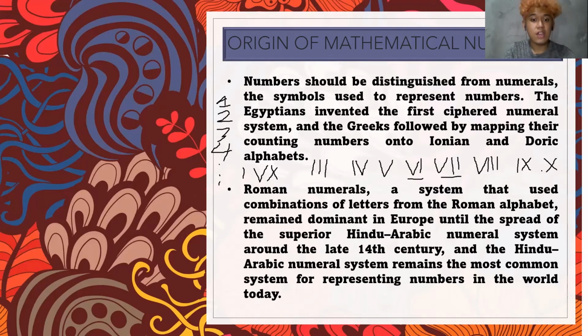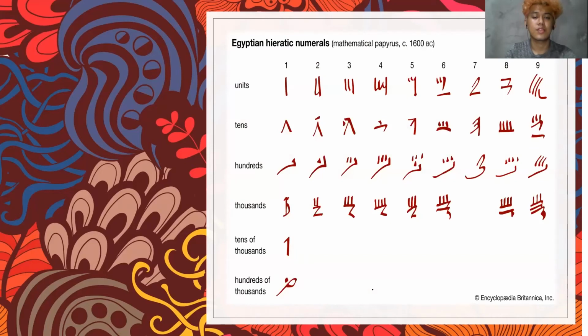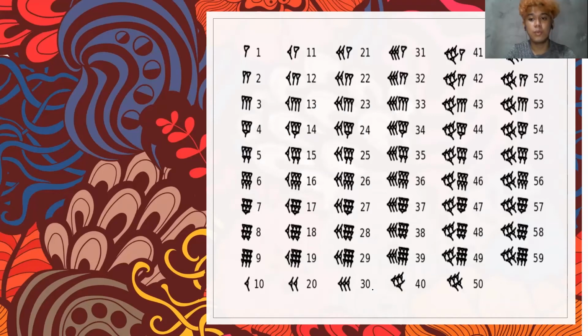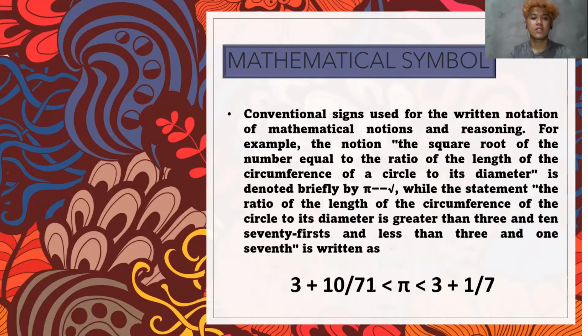Until today, the Hindu-Arabic numeral system remains the most common system for representing numbers in the world. So these are the Egyptian hieratic numerals. These are examples of Egyptian hieratic numerals. And we have also other examples of numerals they used in ancient times. So let's move on to mathematical symbols.